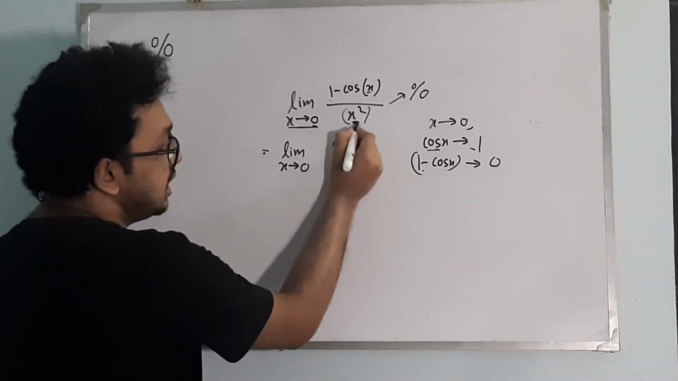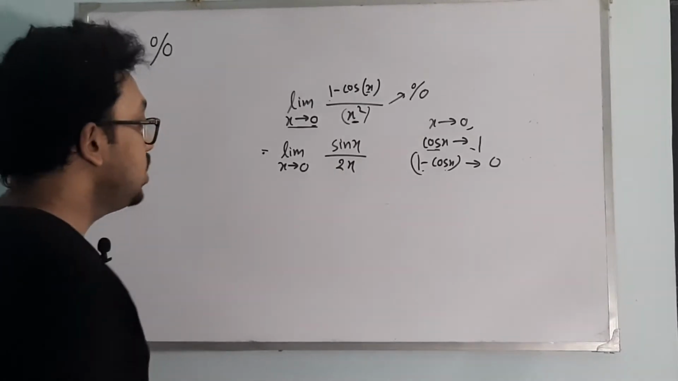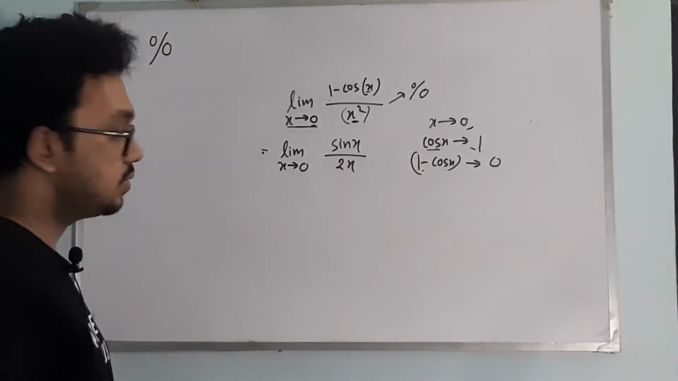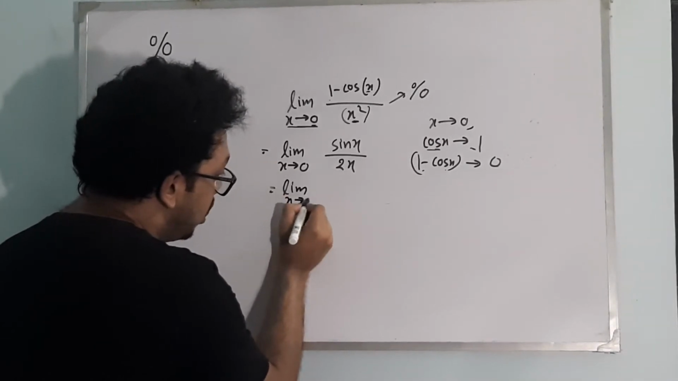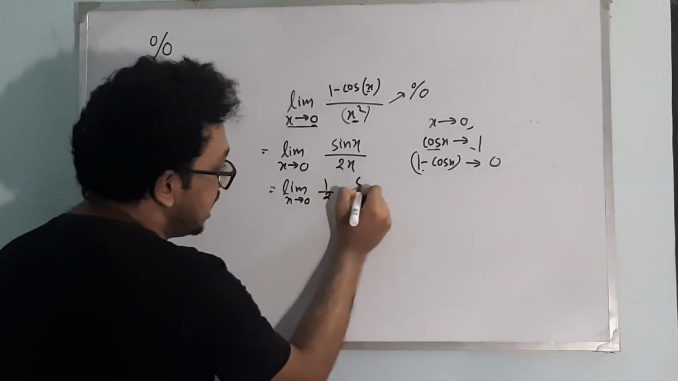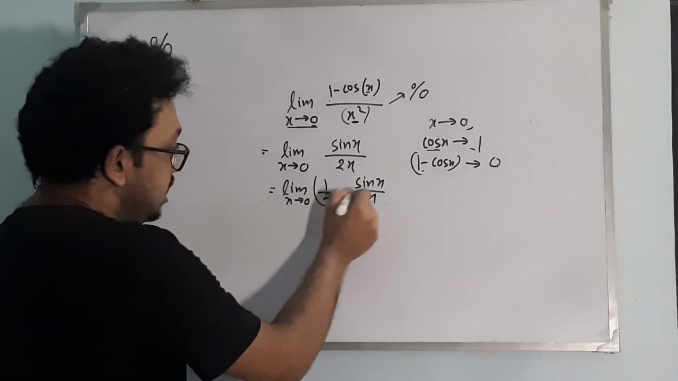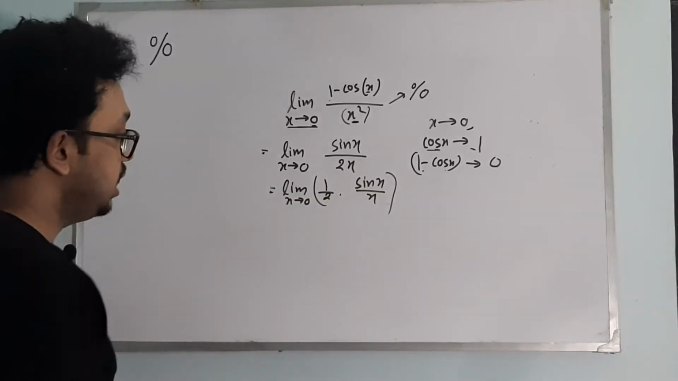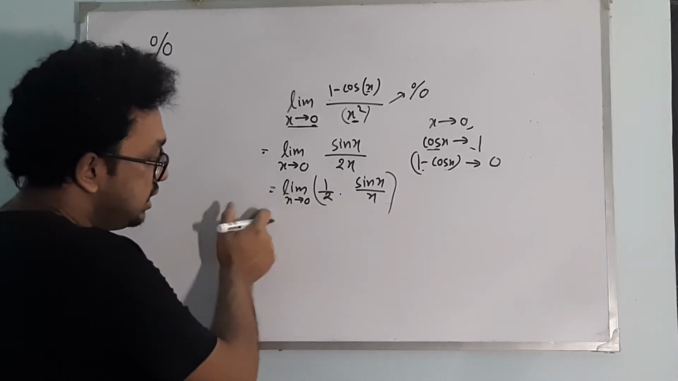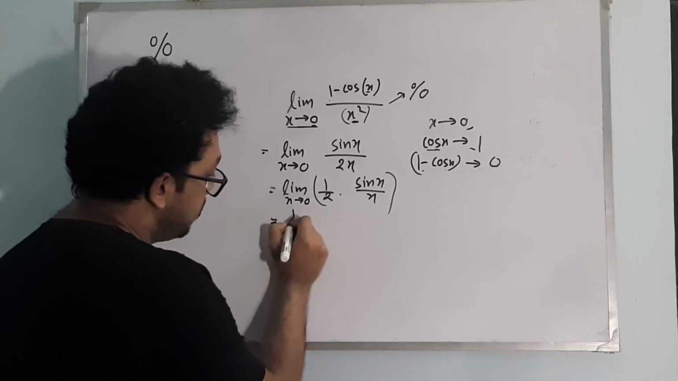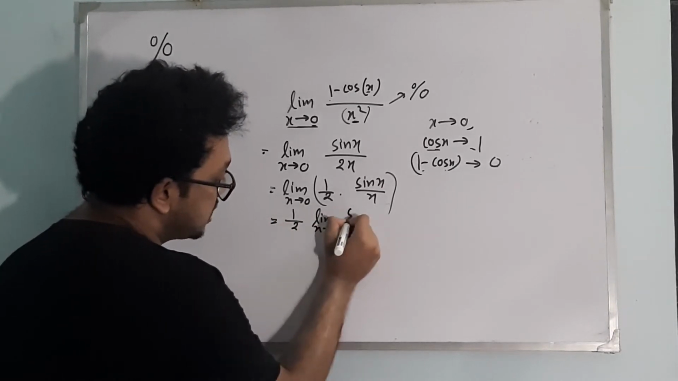We will differentiate the denominator x square with respect to x, and we will have twice x. So we have sin x by twice of x. I can think of this as the limit as x tends to 0 of half times sin x by x, right? And I said in the first rule in the algebra of limits that if we have a constant multiplied with a function, we can take this constant outside. So this will be the same as half times the limit as x tends to 0 of sin x by x.